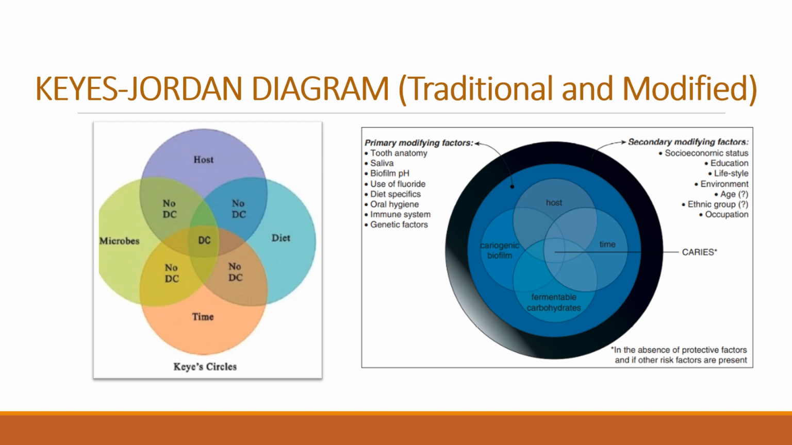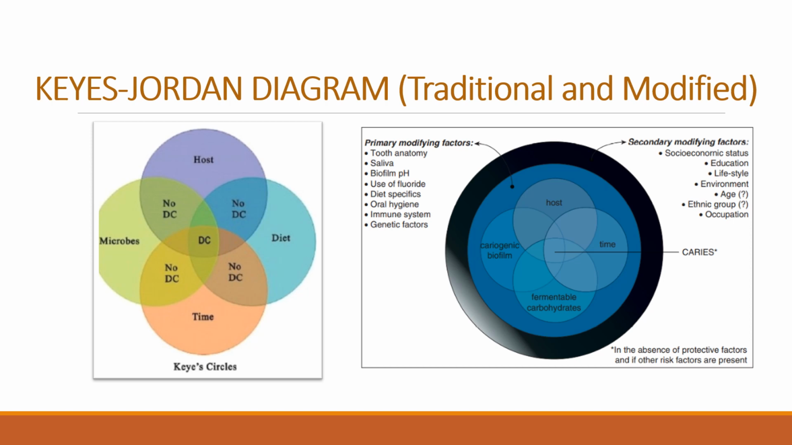intersecting circles. So, out of these two circles, depict the diet and the dental plaque or the microbial factor. There is a third circle which depicts the host. So the plaque and the dietary factors, or the microbes and the dietary factors, are interdependent on each other for causing damage, that is for causing caries.